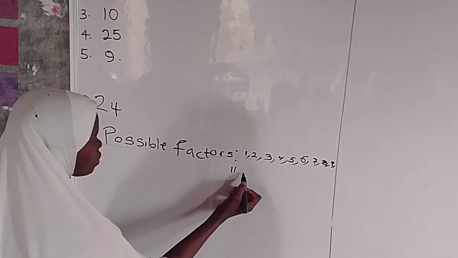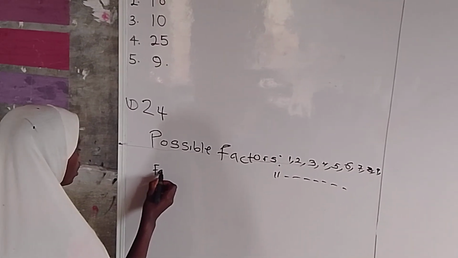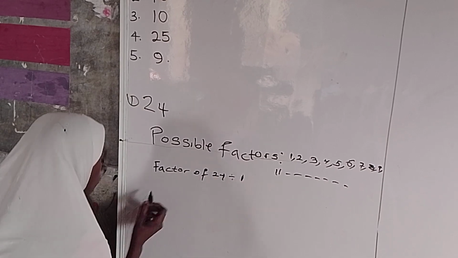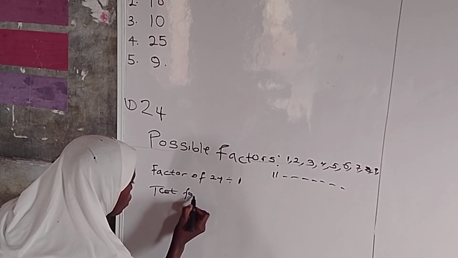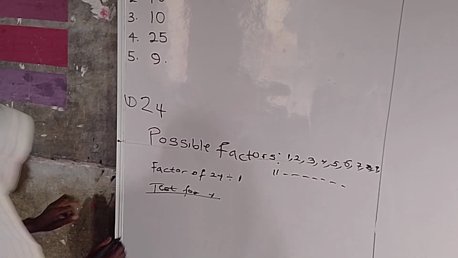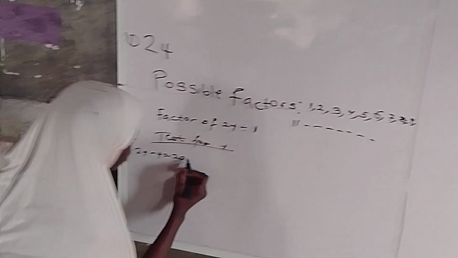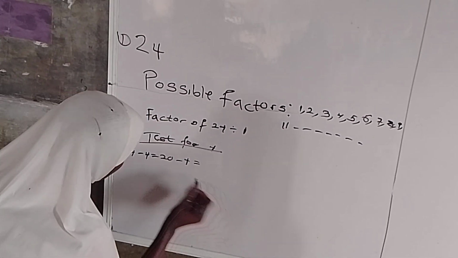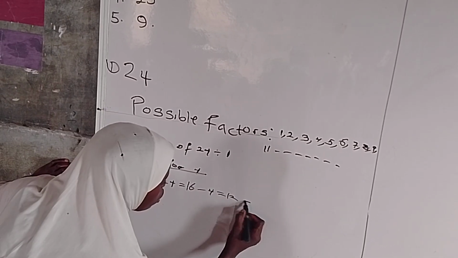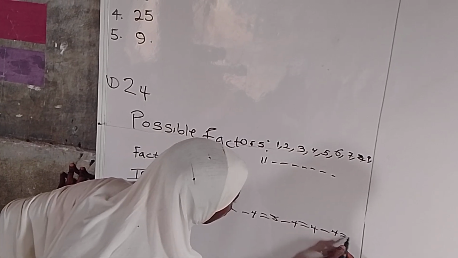Let the number be 24. Let's test for 4. 24 minus 4 gives us 20. 20 minus 4 gives us 16. 16 minus 4 gives us 12. 12 minus 4 gives us 8. 8 minus 4 gives us 4. 4 minus 4 gives us 0.